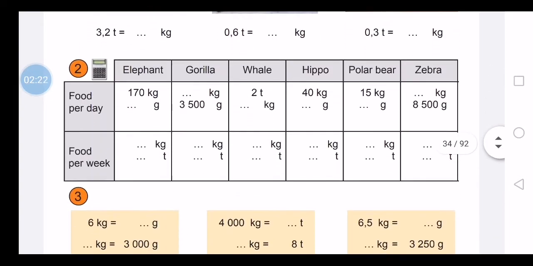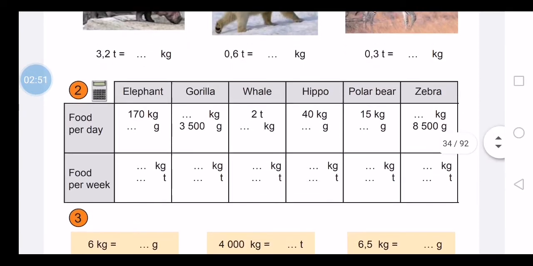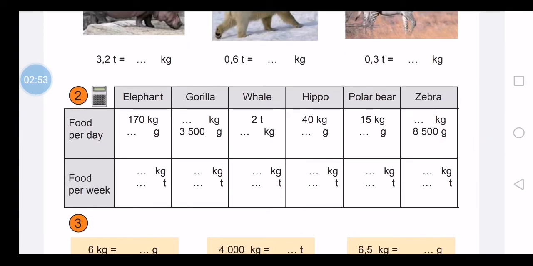Moving down to number 2 then. The table tells us the amount of food that each of the animals eat per day. In the case of all the animals except the whales, we have to convert between kilograms and grams. So you need to write the amount that's given in either kilograms or grams, whichever unit is not given. Looking at the elephant again, 170 kilograms, I need to write that in grams. So again, I'll use my little trick.